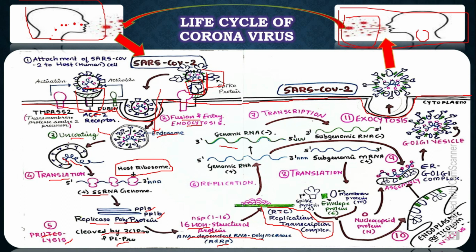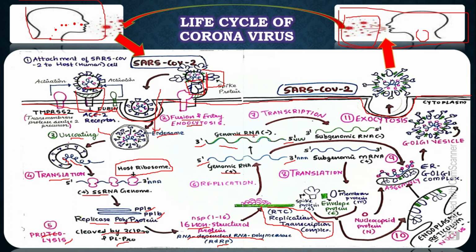So this RTC complex will then undergo replication process in which the positive strand of coronavirus will get converted into genomic RNA minus. And this minus strand has the orientation 3' to 5' and the positive strand has the orientation 5' to 3'. They are opposite. That is why this is positive and this is negative.